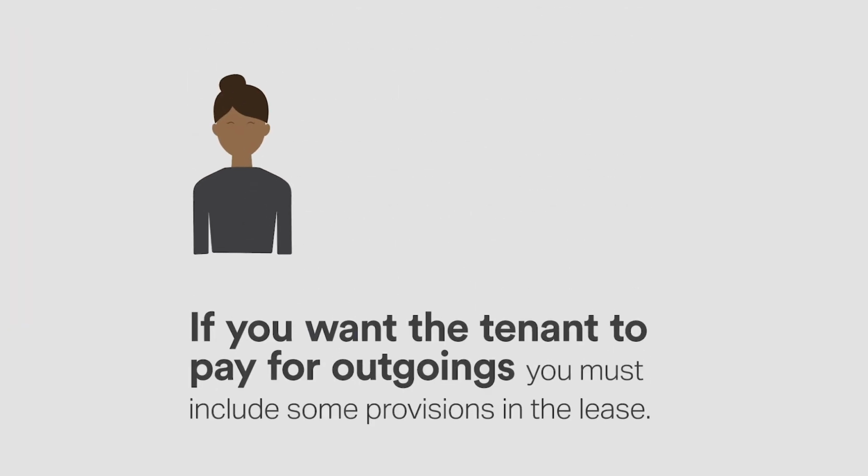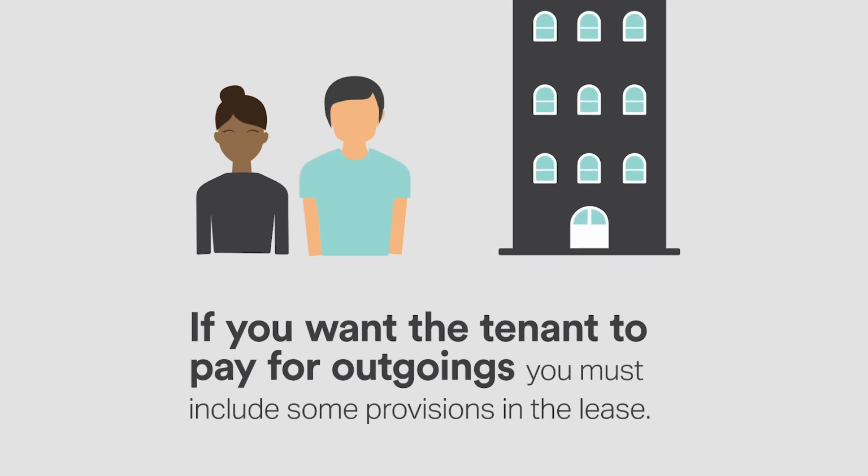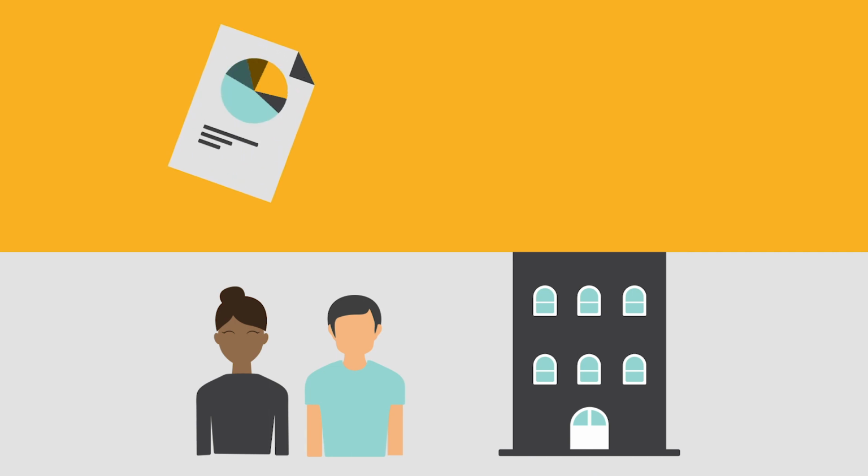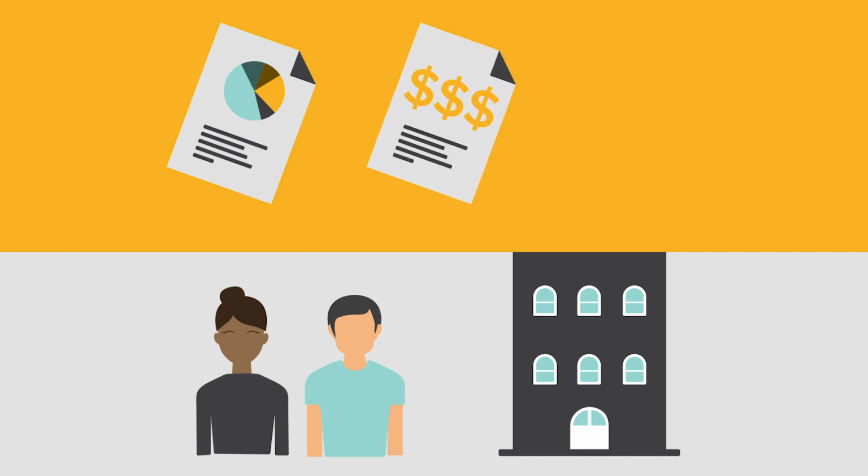If you are a landlord and want the tenant to pay for the outgoings, you must include some provisions in the lease, such as: you will give estimates of future outgoings to the tenant at particular intervals in the lease, usually at the beginning of each financial year; account to the tenant at the end of the interval for the actual expenditure compared to the estimate; adjust if necessary between the landlord and the tenant for the difference between what has been paid.